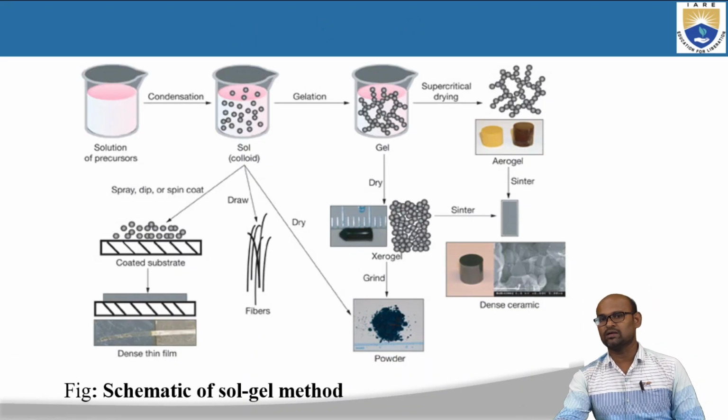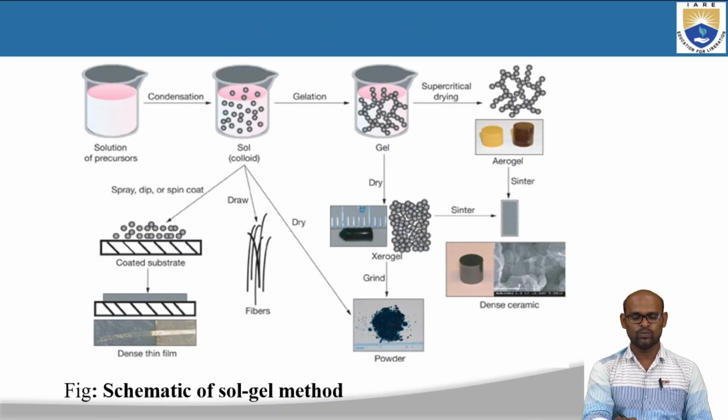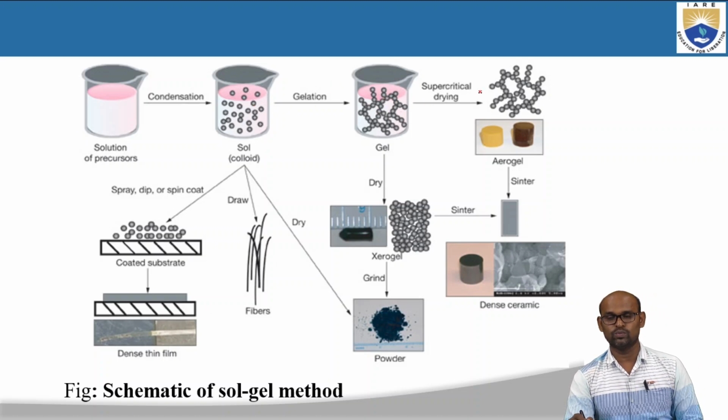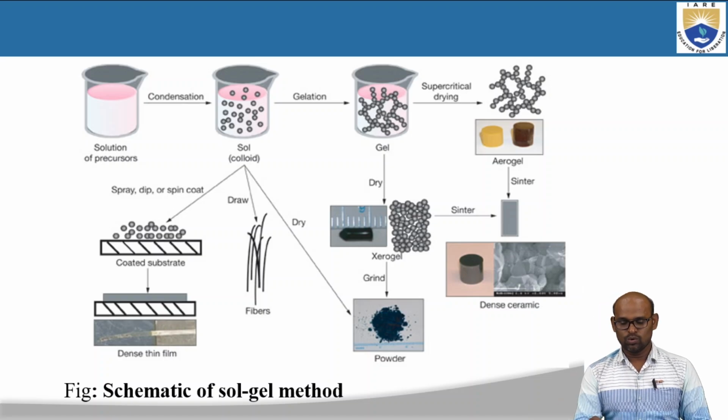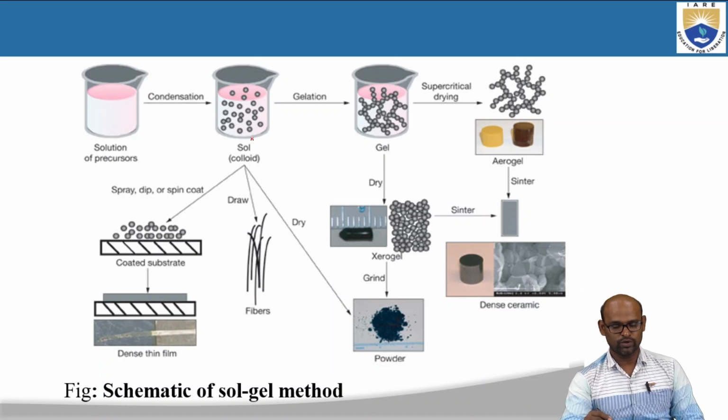This is the schematic of the sol gel method, where you prepare a precursor, and once you have this solution, which is a colloid, you can wait for some time. It will gelate, and then this gel can be used. Supercritical drying of this gel can give you polymer networks, or sintering of this network will give you dense ceramic material. We can also draw the coated substrate directly from the solution.